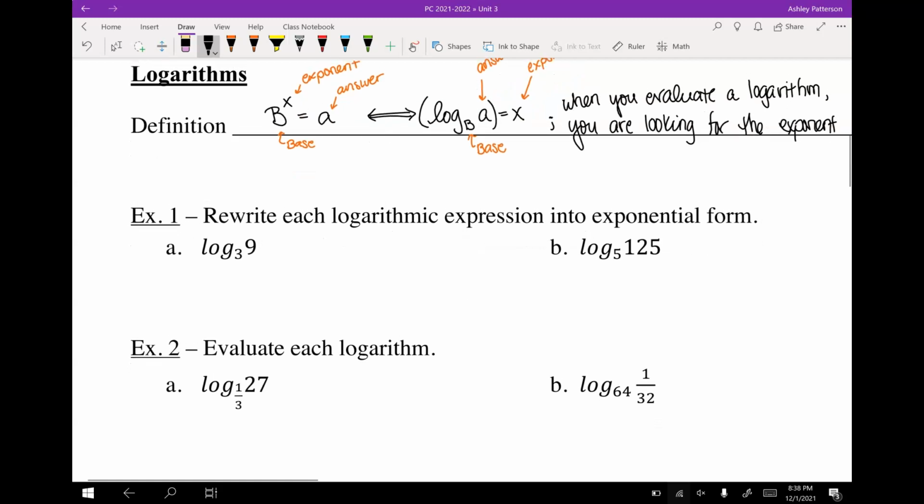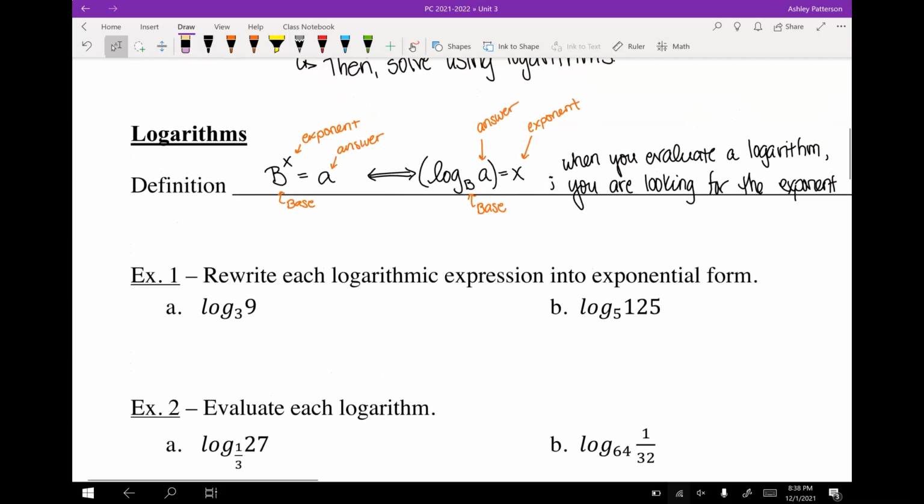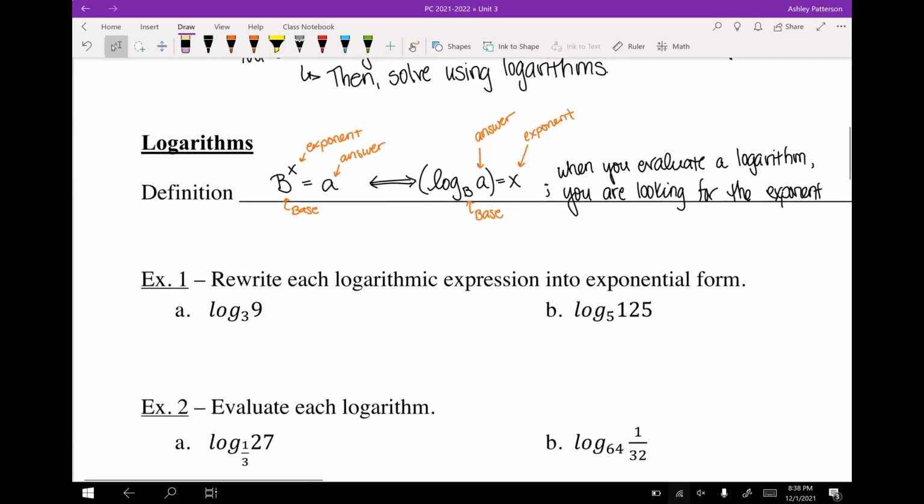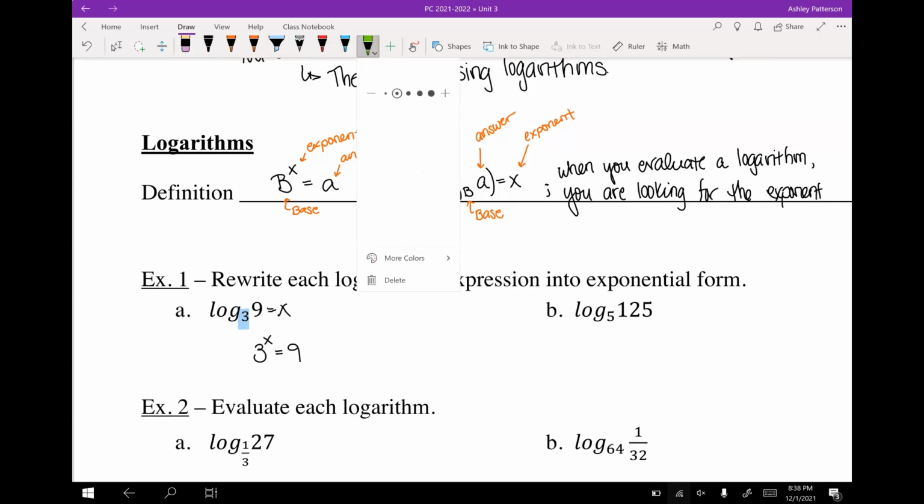Rewriting each logarithmic term into exponential form. Okay, so that's example number 1. Well, looking at our definition, we know this is going to equal some x. So if I rewrite it, the bases are always the same. So I'm going to rewrite this as 3 to the x is equal to 9. 3 to the x is equal to 9.